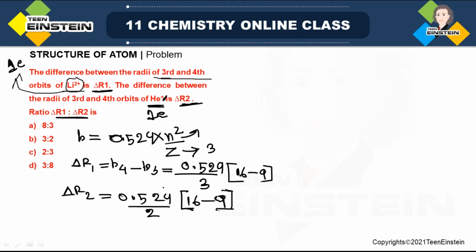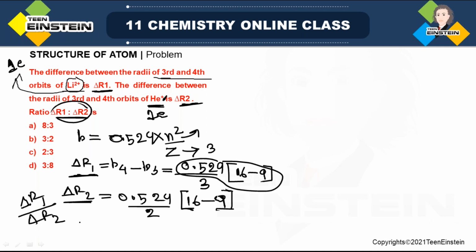Now you can see del R1 and the value of del R2 both. So when you will take this ratio del R1 divided by del R2, this part will be cancelled because it is common for both of them. But del R1 has 3 in the denominator. So ultimately this ratio, that is del R1 divided by del R2, it will be 2 by 3. Okay, so suppose it is equation number 1, it is equation number 2. Just divide equation number 1 with 2. Okay, so this should be the correct option.